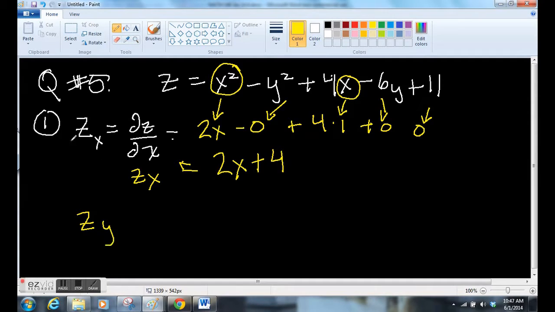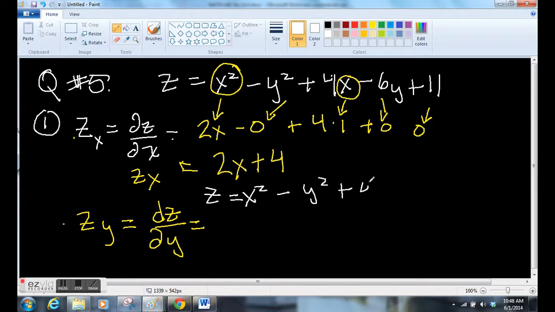I'm considering this step 1: the derivative in terms of x, and the derivative in terms of y. Now I'm going to rewrite this function again so we can take the derivative in terms of y. z equals x squared minus y squared plus 4x minus 6y plus 11. We're taking the derivative in terms of y, so I'm circling the y's. Do you see why the circling is helpful? Otherwise it's very challenging to keep in mind what it is you're taking the derivative of.